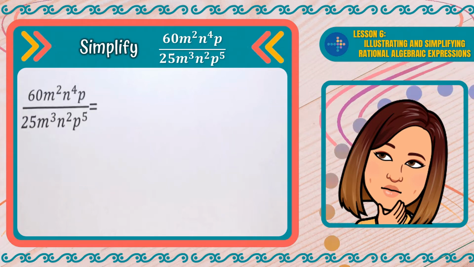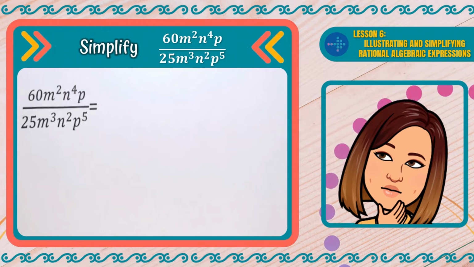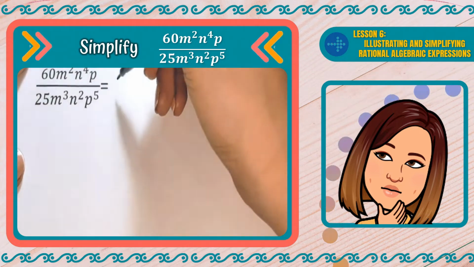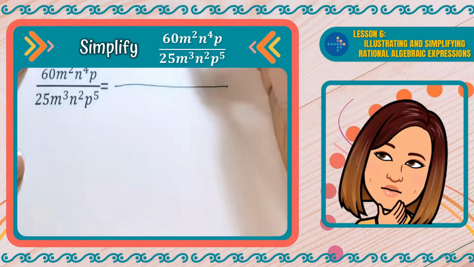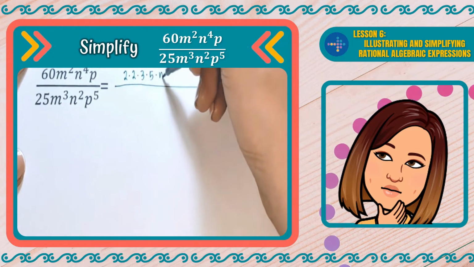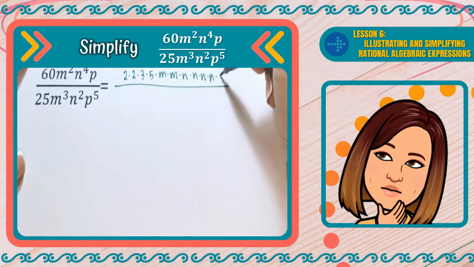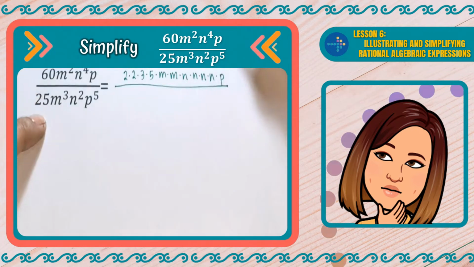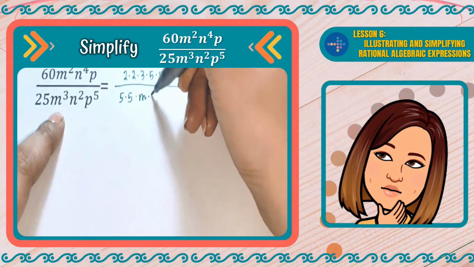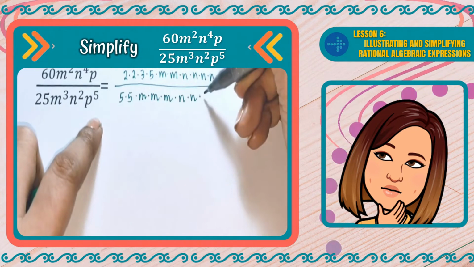Given is 60m squared n raised to 4p over 25m cubed n squared p raised to 5. So factor the numerator and the denominator. So in the numerator, we have 2 times 2 times 3 times 5, 2m's, 4n's, then a single p. For the denominator, we have 5 times 5, 3m's, 2n's, then 5p's.